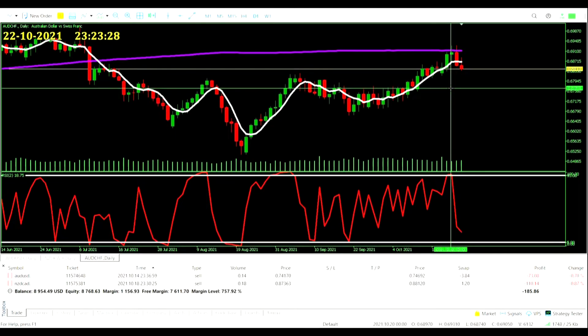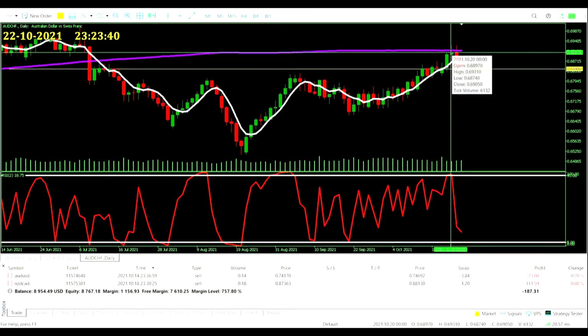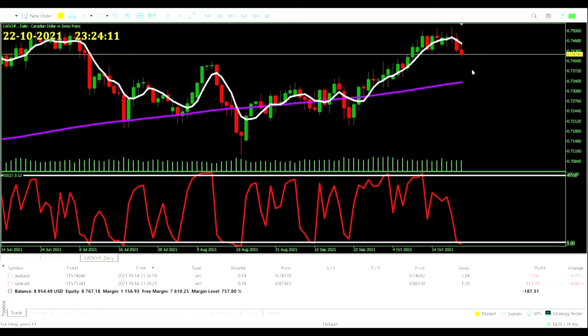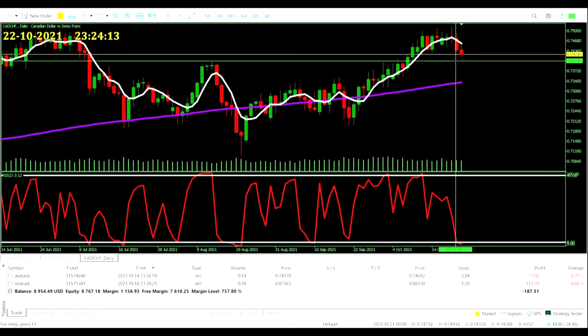If you'd been in this Australian dollar Swiss franc trade, either of these candles would have been good sell trade points for you. Coming down there, about 50-60 pips in that range. Would have been nice, would have been nice. Signal does come on the Canadian dollar Swiss franc. We shan't be taking it, but it is a buy signal right there.